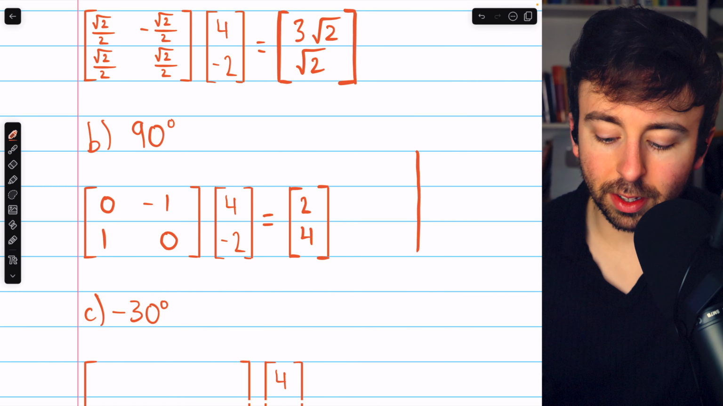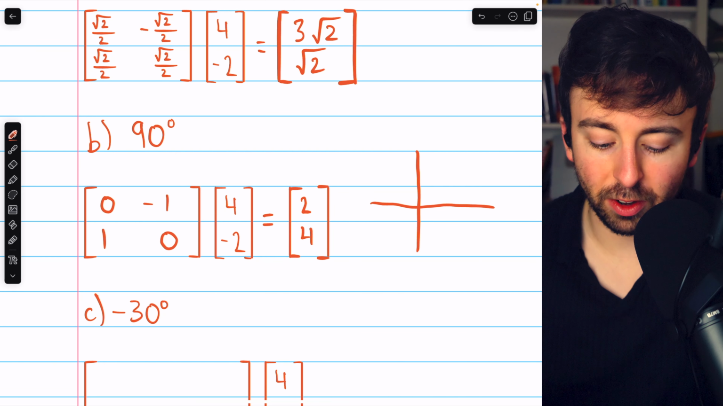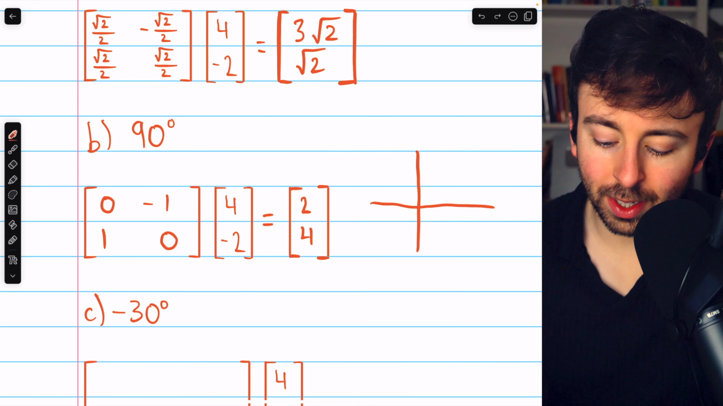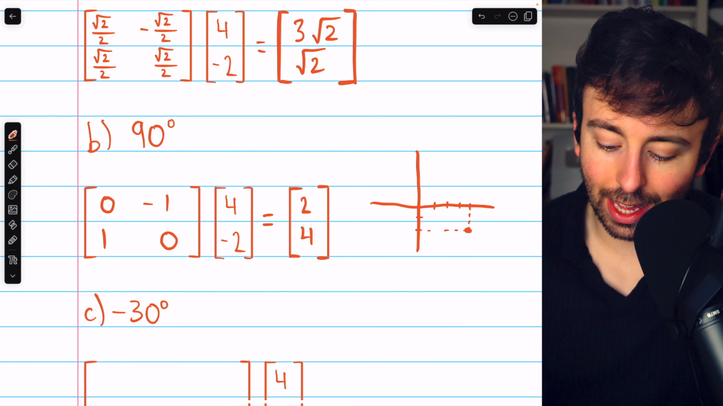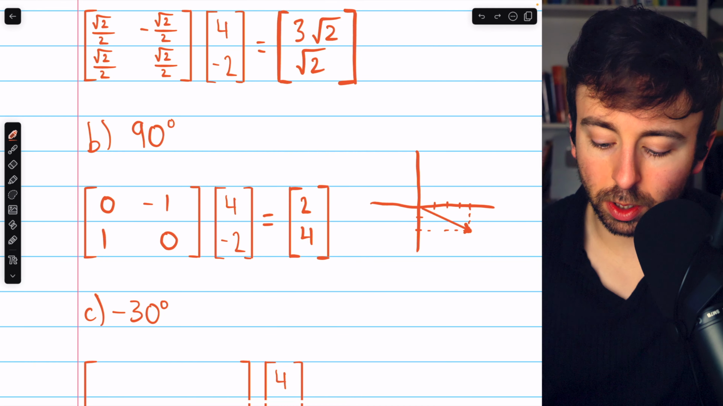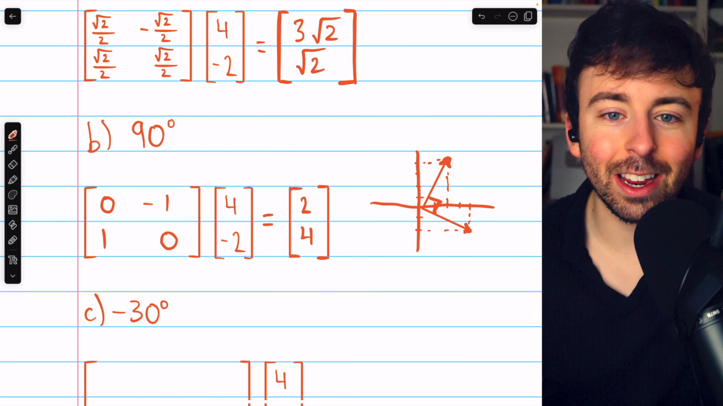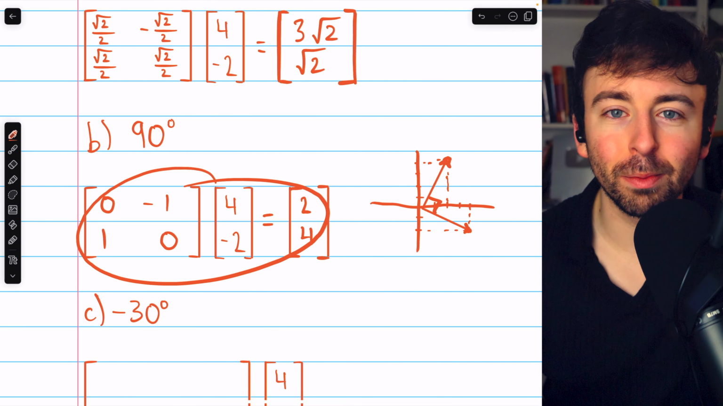Since these are integers, this is a good time to just stop and sketch this out, and you can see the 90-degree rotation in action. 4, -2, let's see, what does that look like? 1, 2, 3, 4, down 2. So that's the vector that looks something like this. And then we're saying a 90-degree rotation about the origin is going to get us to 2, 4, which will look like 1, 2, 3, 4, something like this, the vector going up here. And indeed, that appears to be a 90-degree rotation, which we figured out just doing matrix multiplication.